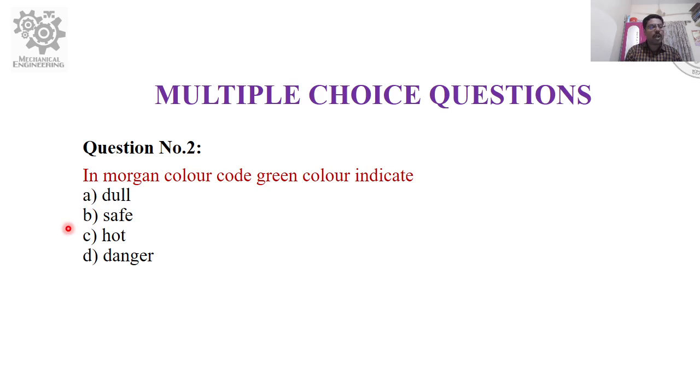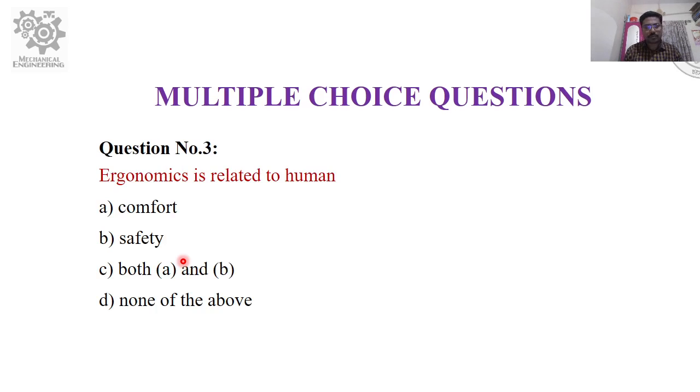Option A dull, option B safe, option C hot, option D danger. In Morgan color code, what does the green color indicate? Guess your answers and give the correct answers. Question number 3: ergonomics is related to human. Options: A comfort, B safety, C both A and B, D none of the above.